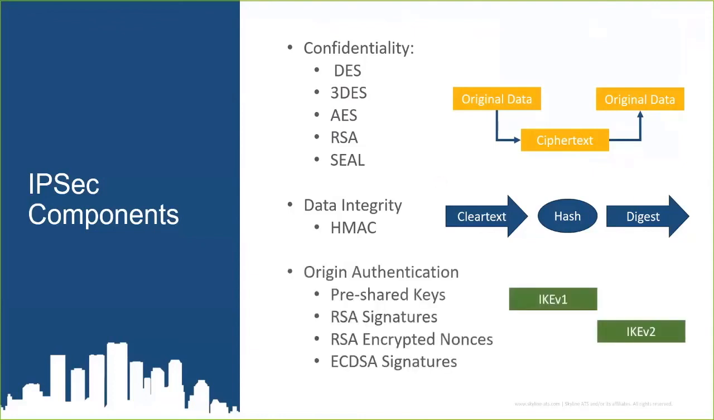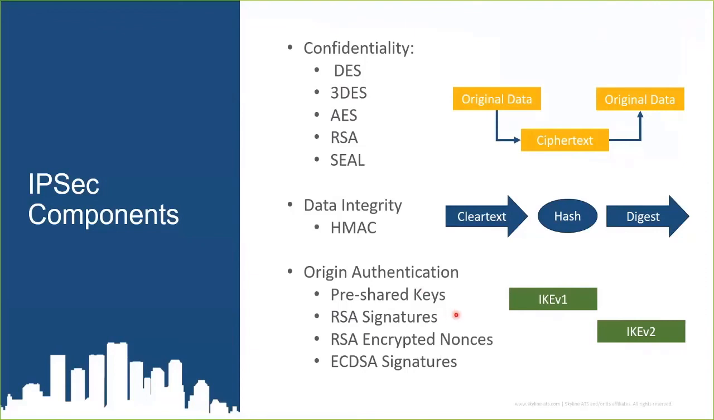IPSec also provides for origin authentication. You'll hear about terms like Internet Key Exchange version 1 and Internet Key Exchange version 2. Internet key exchanges are effectively mechanisms of developing partnerships between peering devices across an untrusted network, because that's typically what IPSec VPNs are used for: data in transit across an untrusted network, such as the internet. Now, of course, one way of doing that is with pre-shared keys.